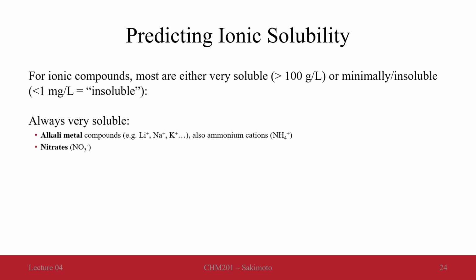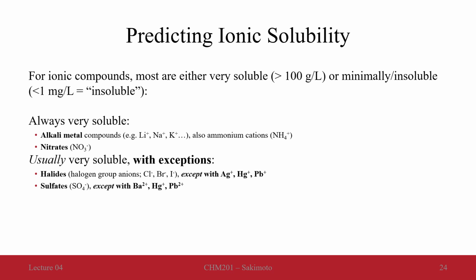Similarly, things with nitrates, NO3-, this polyatomic anion, are nearly always very, very soluble. Several hundreds of grams can be dissolved in a liter of water, which is a large amount of this compound. Halogens or halides, chloride, bromide, iodide, are usually soluble. Sodium chloride, potassium chloride, usually soluble, with some very, very notable exceptions.